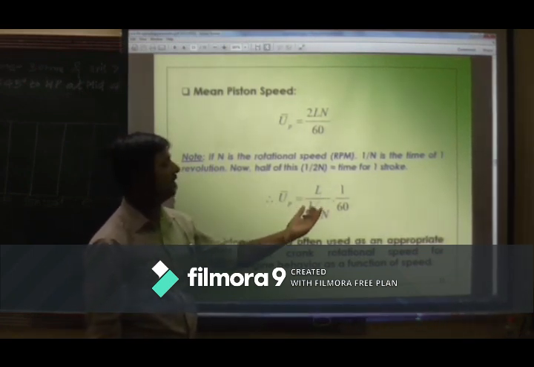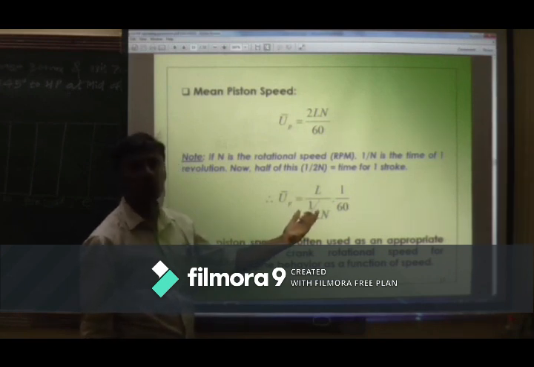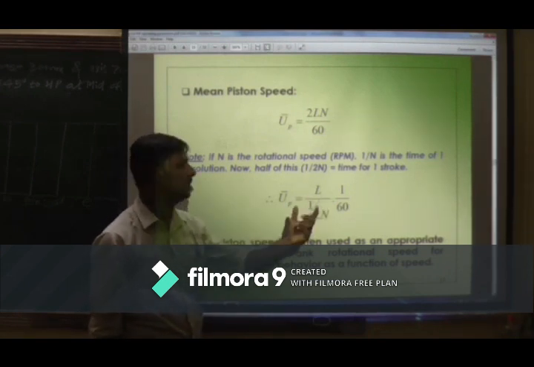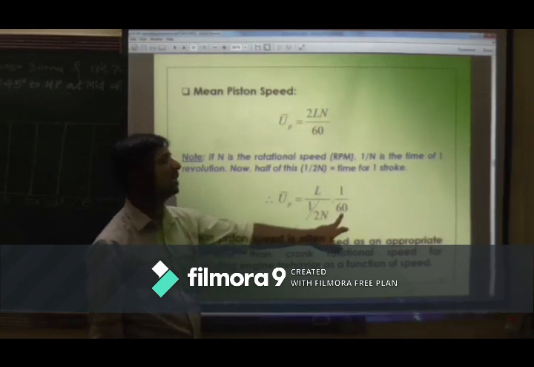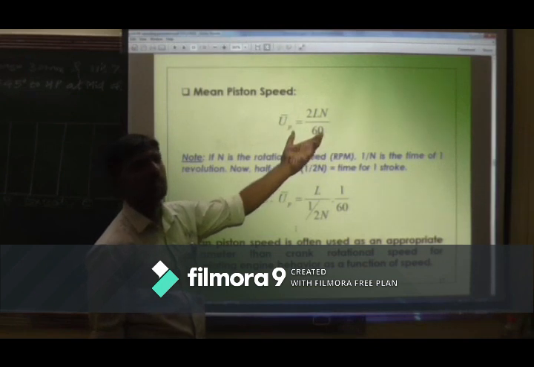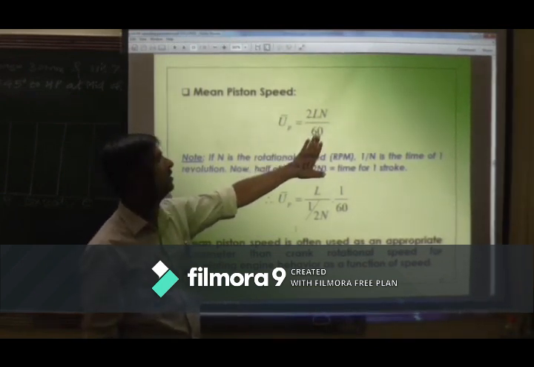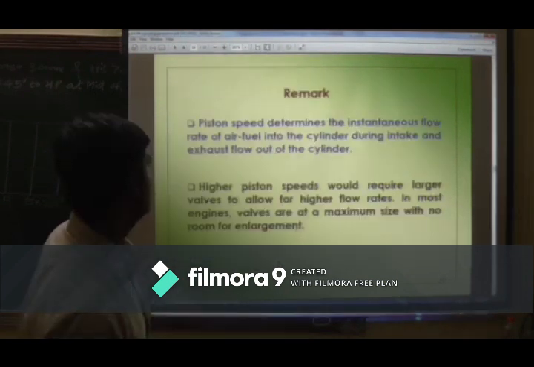But 2ln, if the speed is per minute and you have to calculate meter per second, then you have to divide it by 60 again. So what will be the formula? 2ln divided by 60. You have to remember this. On this formula you have to solve a 1 mark online question.